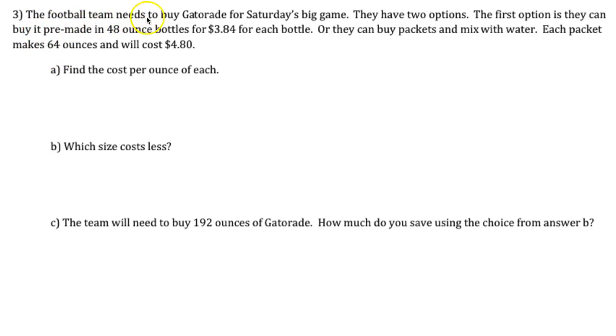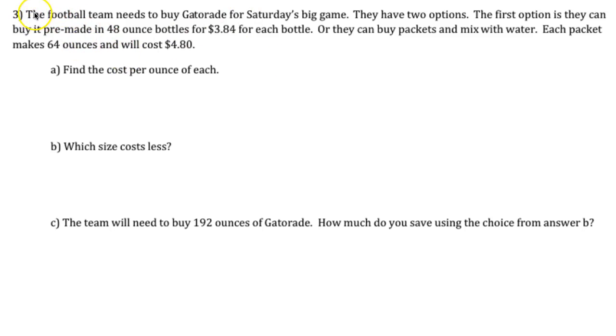So the football team needs to buy Gatorade for Saturday night's big game. They have two options. The first option is they can buy it pre-made in 48-ounce bottles for $3.84 per each bottle. Or they could buy packets and mix with water. Each packet makes 64 ounces and will cost $4.80. Let's cross out stuff we don't need.